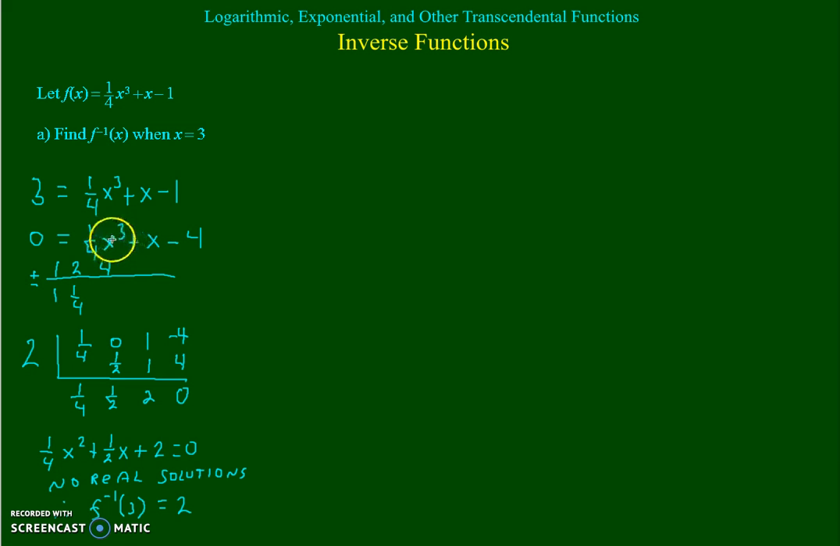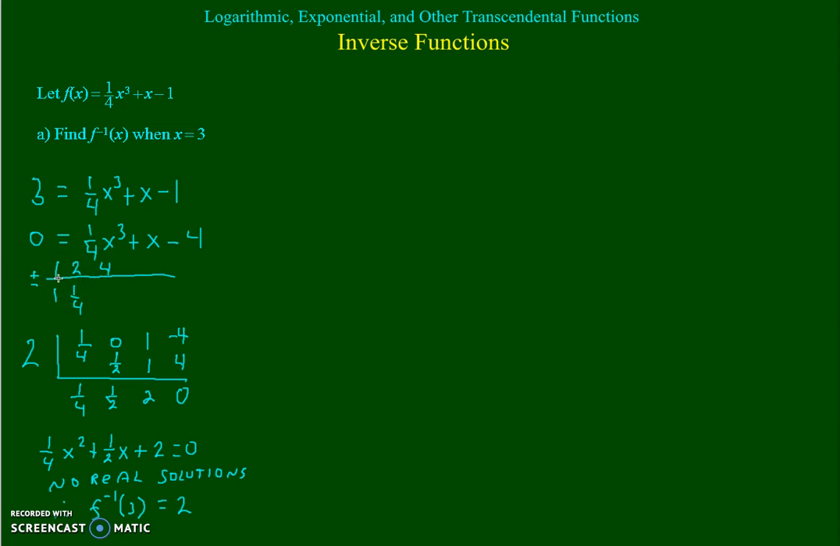So the domain value here that generates a 3 from a range standpoint gives me the range of this guy. It'll find f inverse of 3. So that's what I'm doing here. Now what I'm going to do is use the rational zeros test.